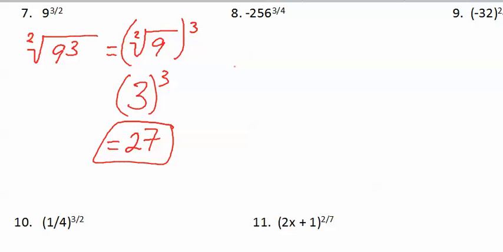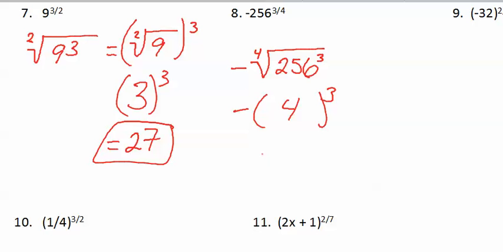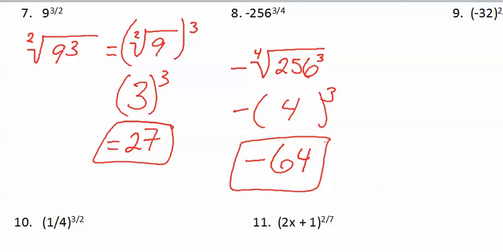Alright, for number 8, that negative sign again is not attached, so what I'm going to do is negate the radical, the 4th root of 256, and it's going to be raised to the 3rd power. Now, neither one of these numbers is easiest to work with, but it's a lot easier to take the 4th root of 256 than trying to cube it. So let's take the 4th root of 256 and then cube that, which is going to be 4. And if I cube 4, that's going to give me 64, and I'm going to negate that, so I get negative 64.